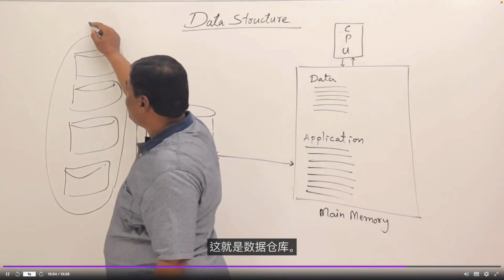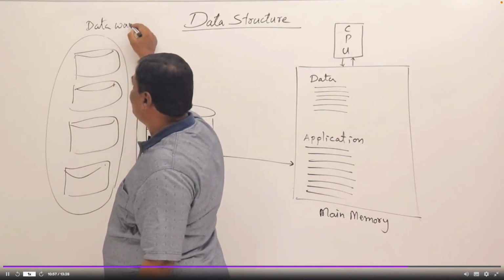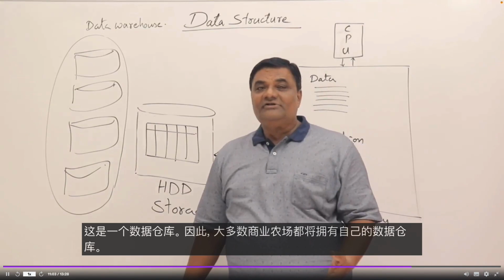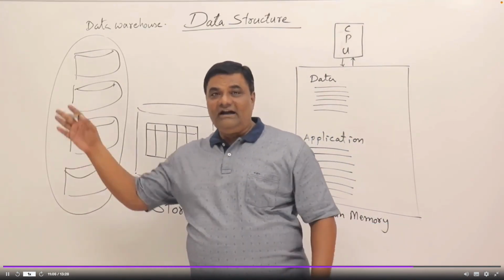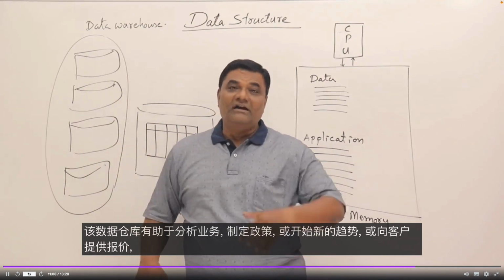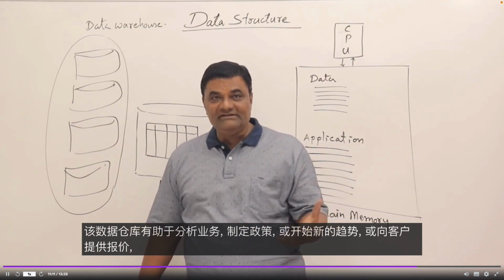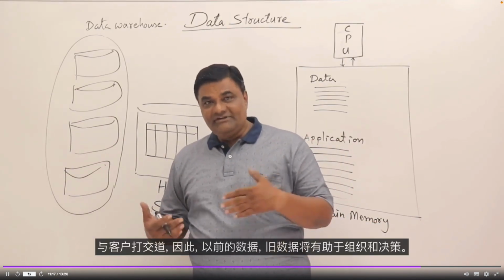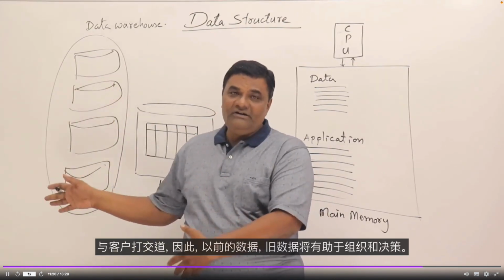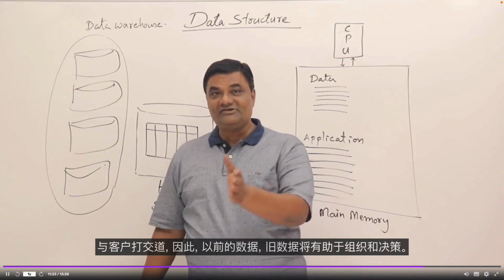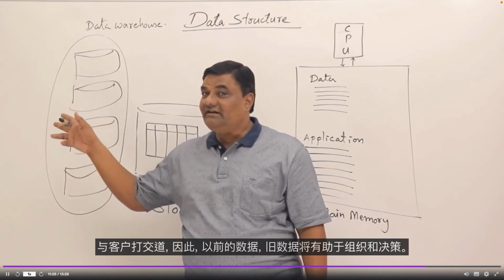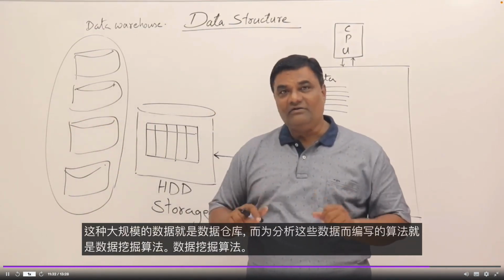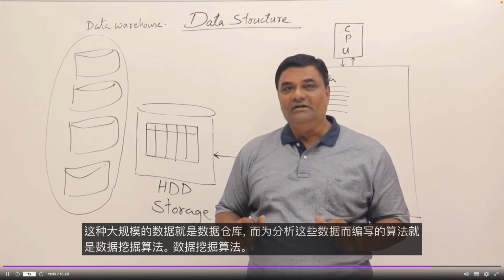This is data warehouse. Mostly commercial firms will have their data warehouses. That data warehouse is helpful for analyzing the business, making policies, starting a new trend, or giving offers to the customers, dealing with the customers. So that previous, old data will help the organization in taking decisions. So this large size data is the data warehouse, and the algorithms written for analyzing that data are data mining algorithms. All right.